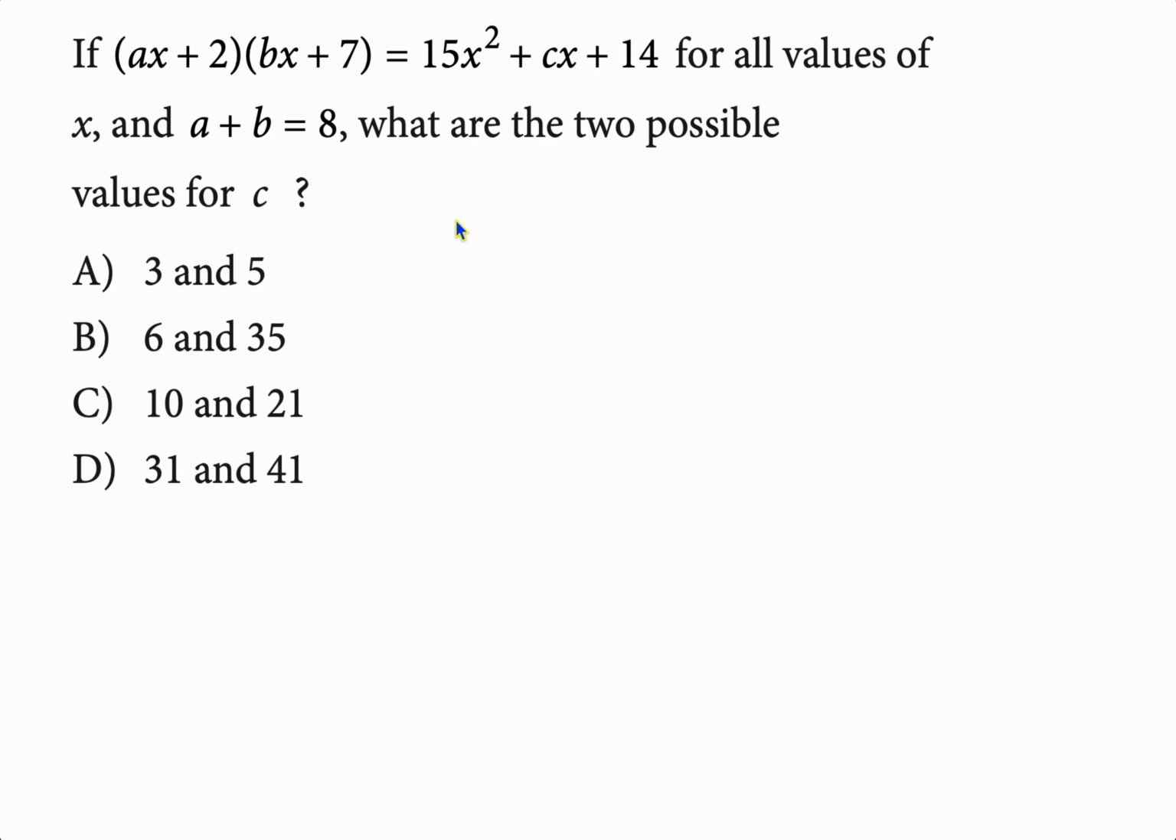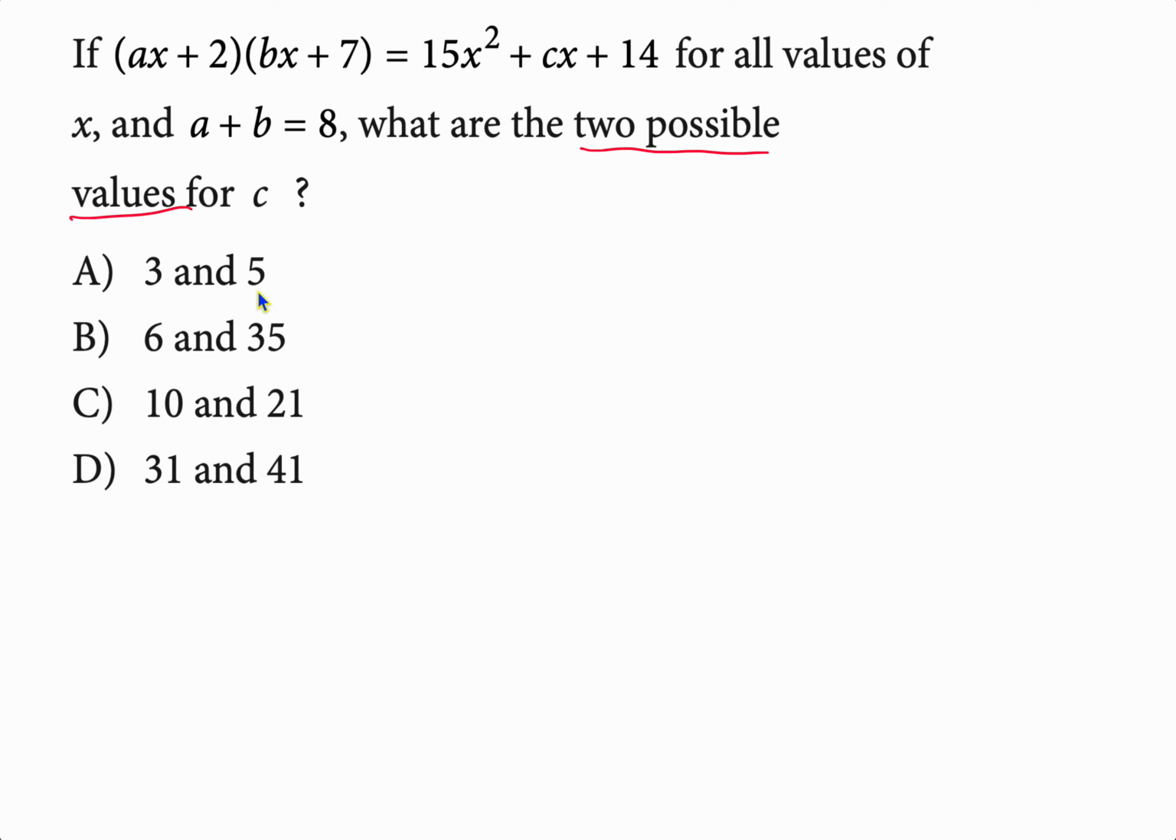So the question is this: if (ax + 2)(bx + 7) = 15x² + cx + 14 for all values of x, and a + b = 8, what are the two possible values for c? And then these are the answer choices. So what are the two possible values for c? They want us to solve for two possible values.